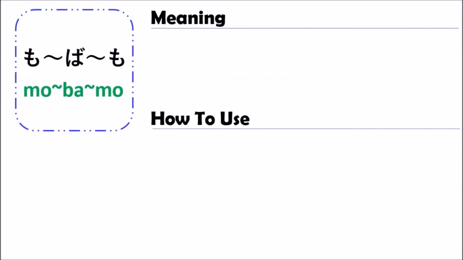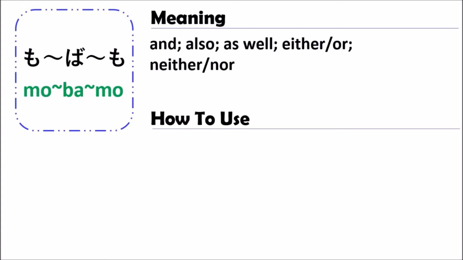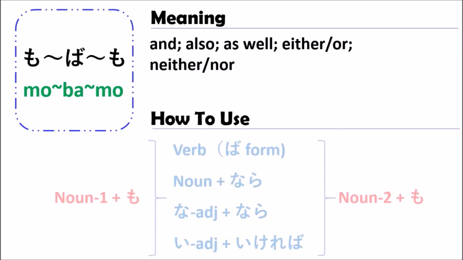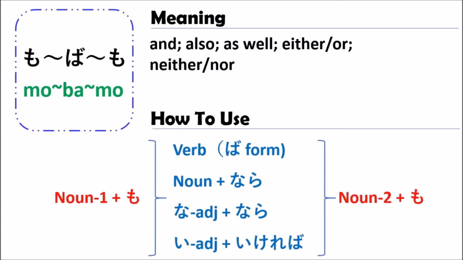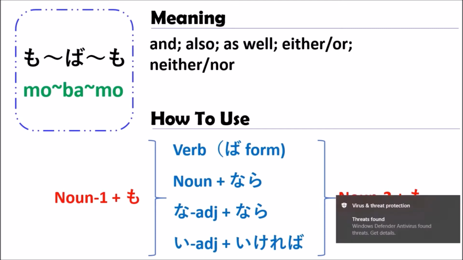The grammar of も, 何々ば、何々も. The grammar of も, 何々ば、何々も means "and also," or "as well," or "either," or "neither," something like this. So in Japanese, when you use the grammar of も, 何々ば、何々も, you should use the structure as you see here.